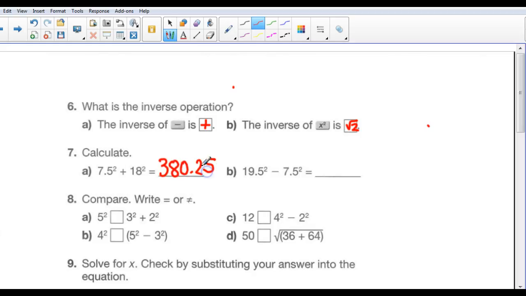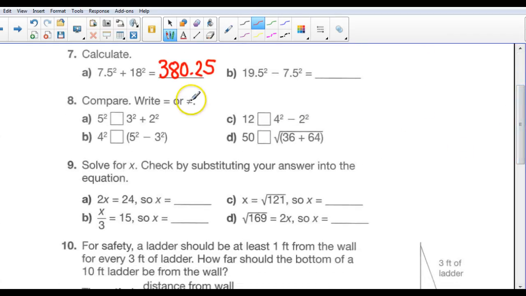380.25. Okay, so your calculator, if you have a decent one, should be able to do order of operations. It'll do BEDMAS, brackets, exponents, division, multiplication, addition, subtraction. So it'll probably calculate this first, and then that, and then it'll subtract one from the other. Okay, so you can go ahead and do this one here.